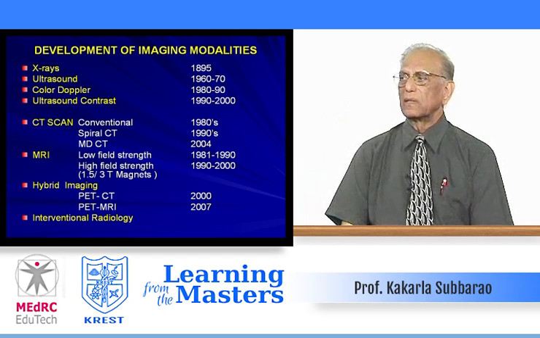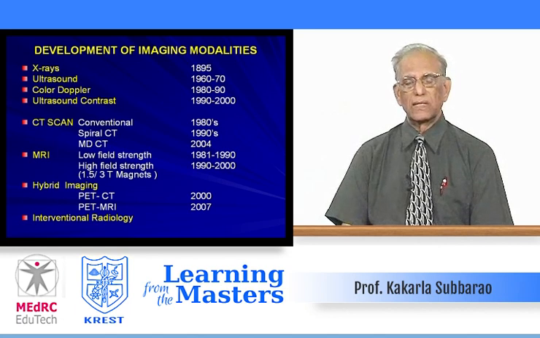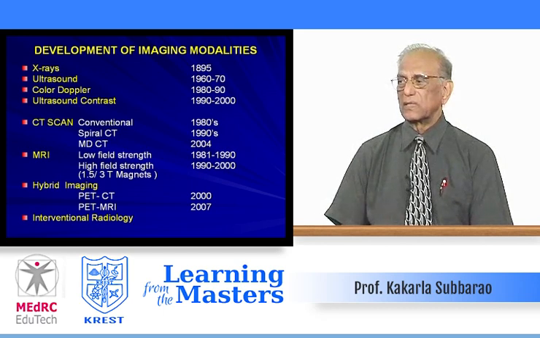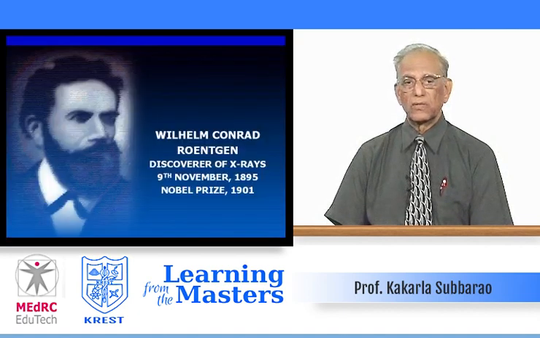Again, to repeat, development of imaging modalities. X-rays, 1895 actually, although he declared it in 1896, but in 1895 he discovered them. Ultrasound, 60 to 70, color Doppler, 80 to 90, ultrasound with contrast, 90 to 2000. CT scan, conventional in the 80s, spiral CT in the 90s, MDCT in 2004. And MRIs also, low field strength, 81 to 1990, high field strength, 1990 to 2000. And today we have got 7 Tesla magnets too. That is the progress. Hybrid imaging, PET CT, PET MRI, and of course interventional radiology.